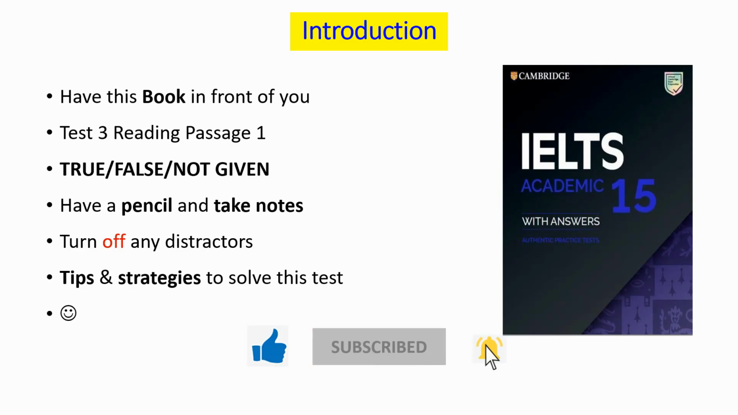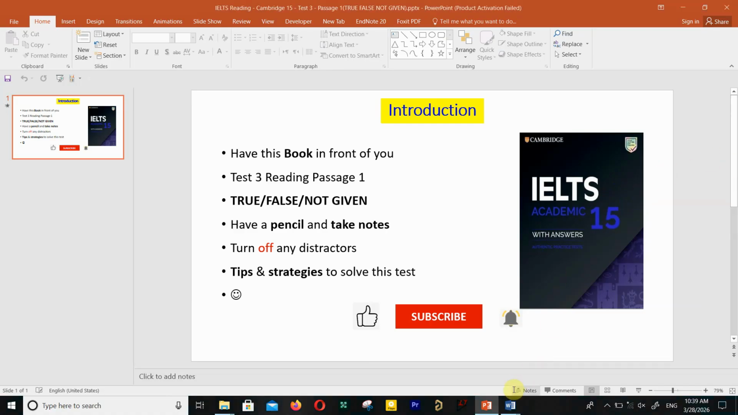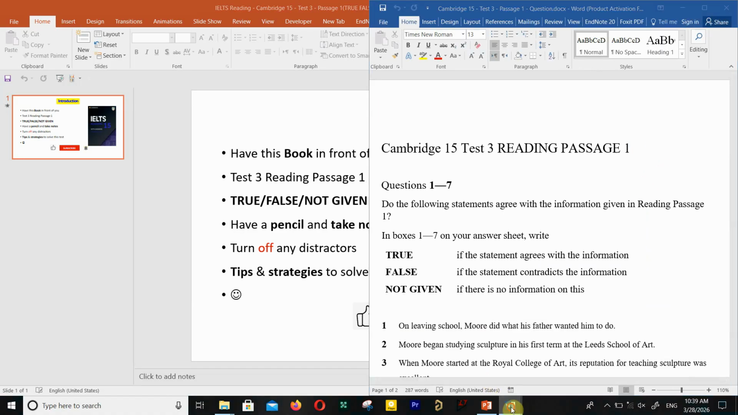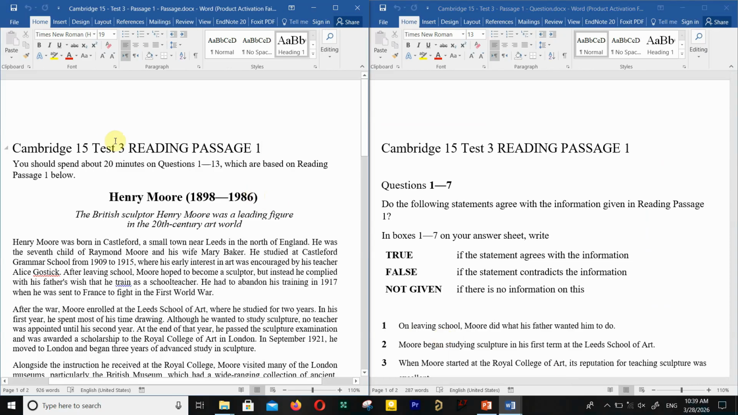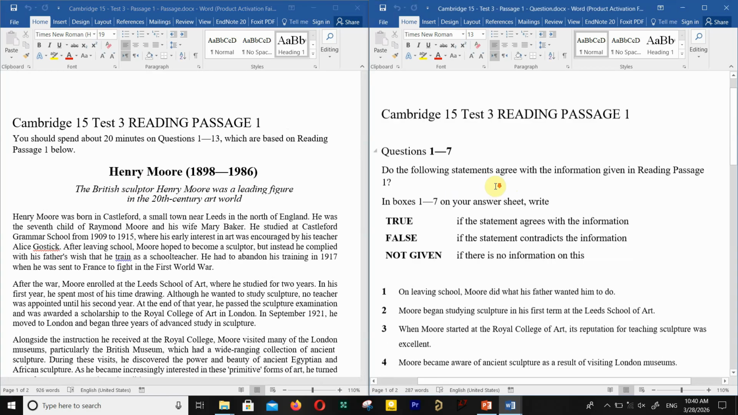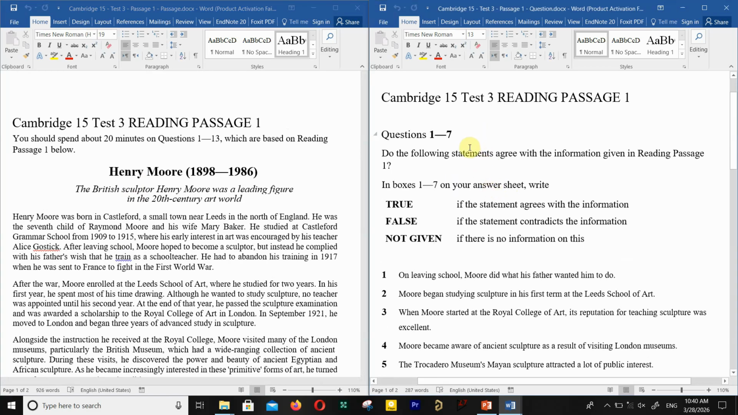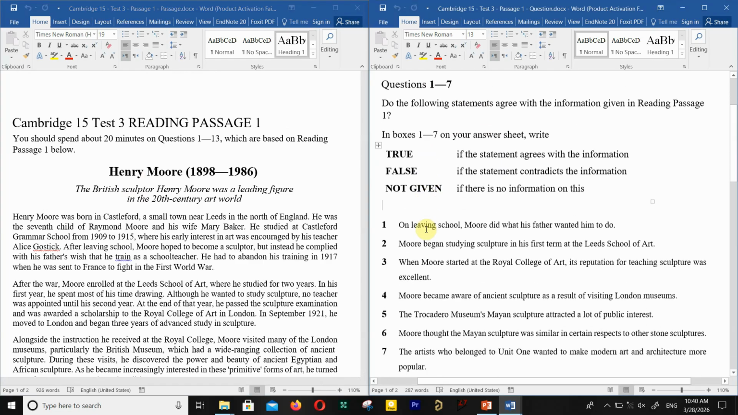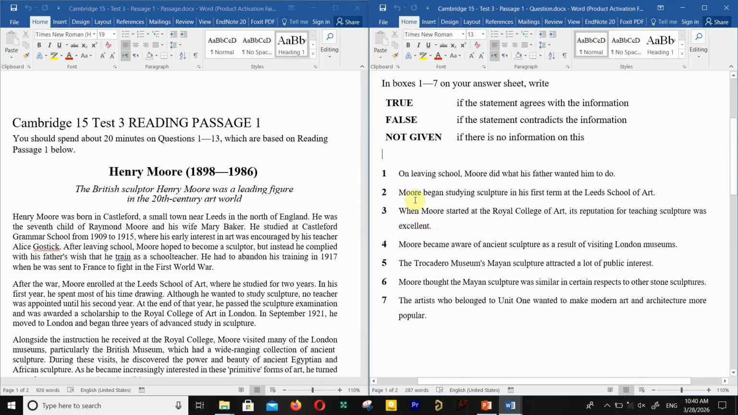Let's jump into it. As always, I split the page into two halves. On the left hand side you can see the passage, and on the right hand side you can see the questions relating to this passage. Questions 1 to 7, true, false, not given. And here are the questions 1 to 7.